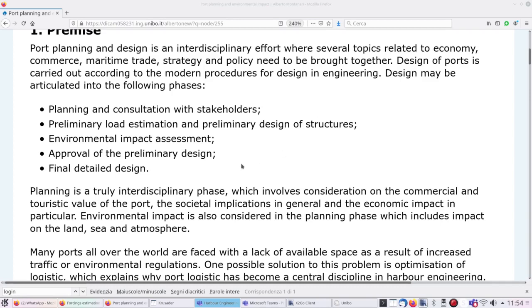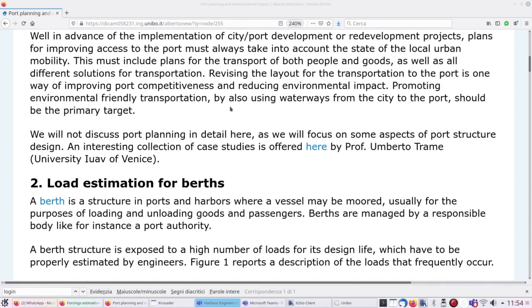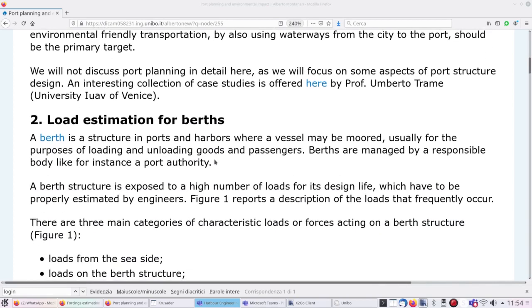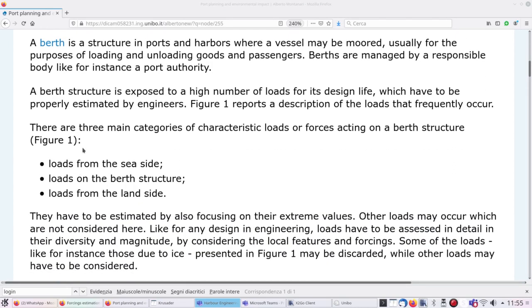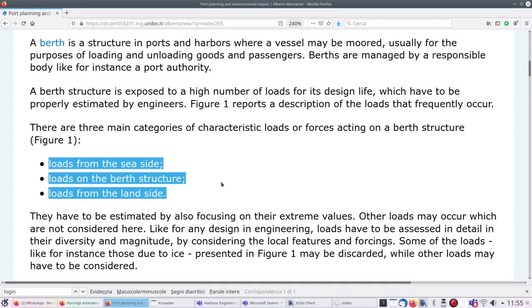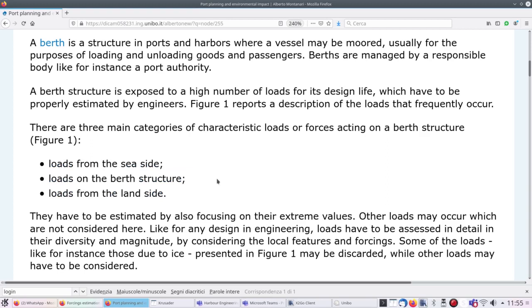Okay. So let's now discuss the load estimation for berths. In general, we had a detailed discussion of the loads from the sea. But let's now have a more general discussion on the loads which may affect a berth. Let's first of all divide them into three categories: loads from the seaside, loads on the berth structure, and loads from the land side. We already discussed the loads from the seaside in detail. These other loads we will not discuss in detail, but I just want to make a general discussion on them.